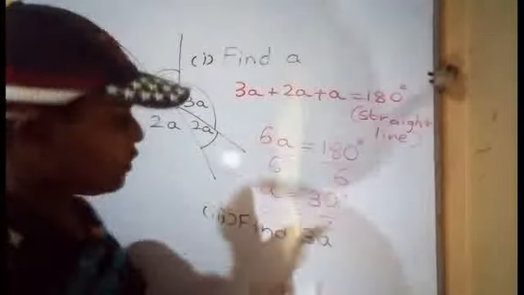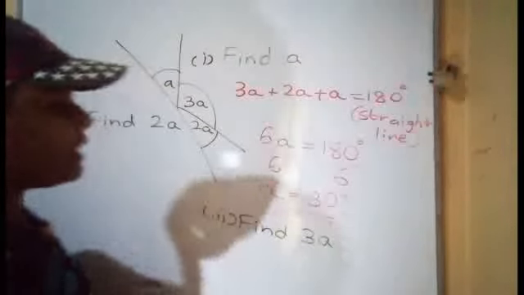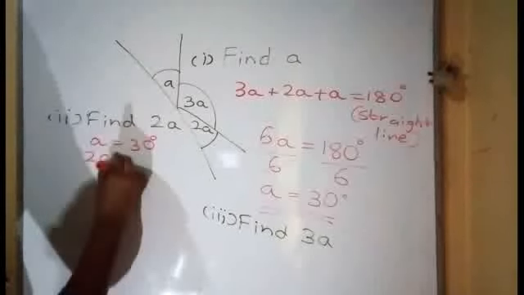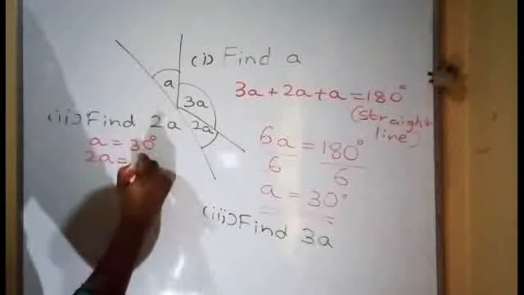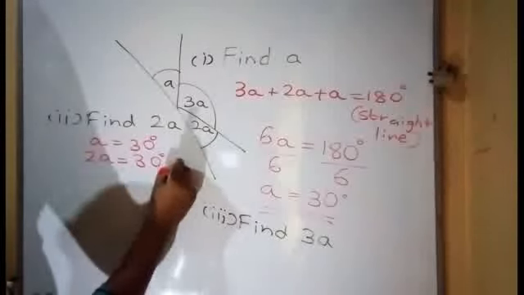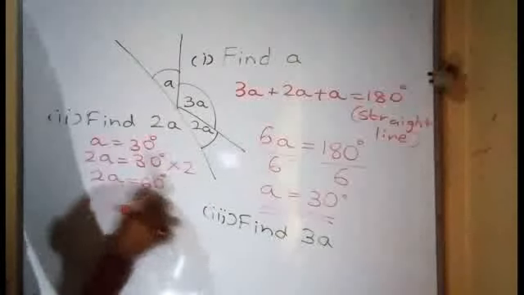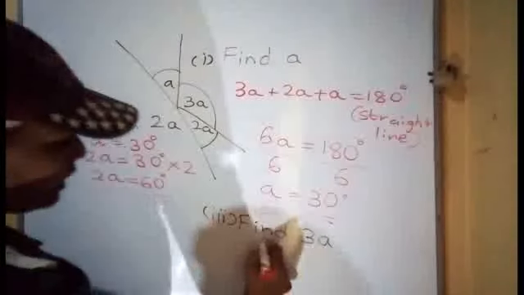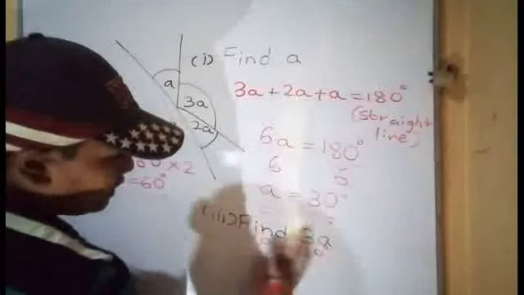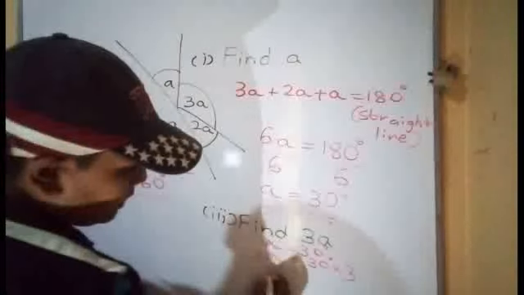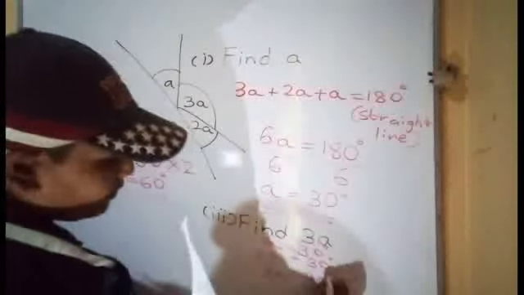Very easy now. You found 1A means 30. So A equals 30, so 2A means 30 times 2. That means 2A equals 60 degrees. And 3A, knowing A equals 30, means 30 times 3. That means 3A equals 90.